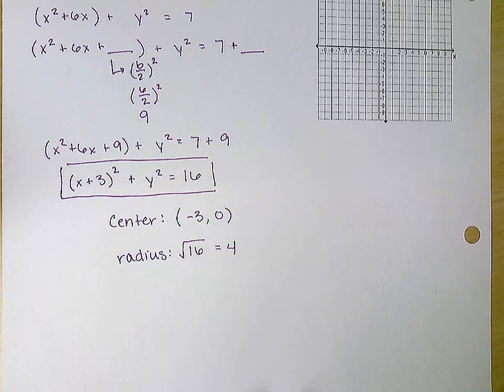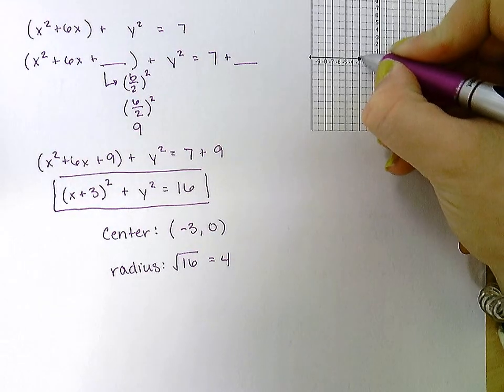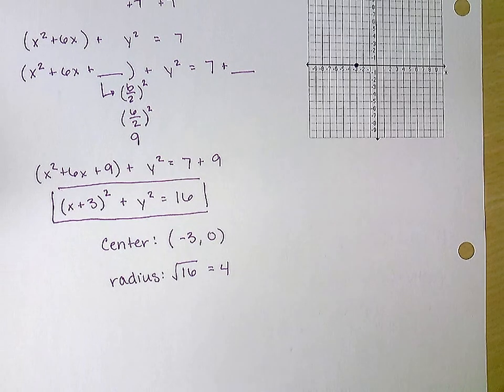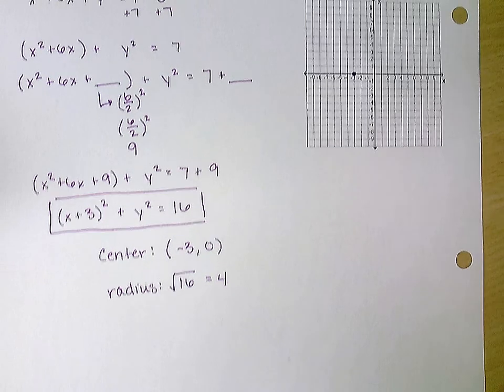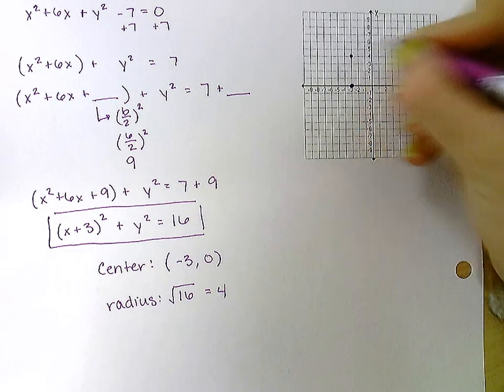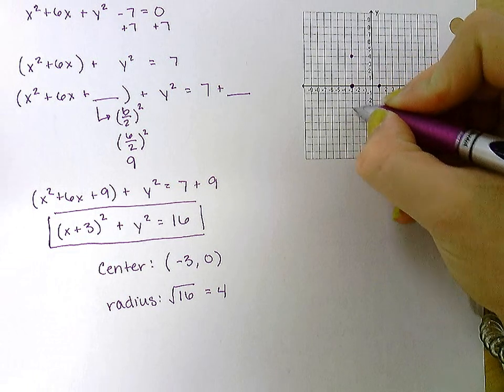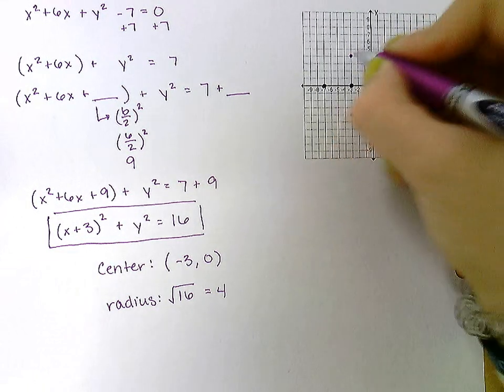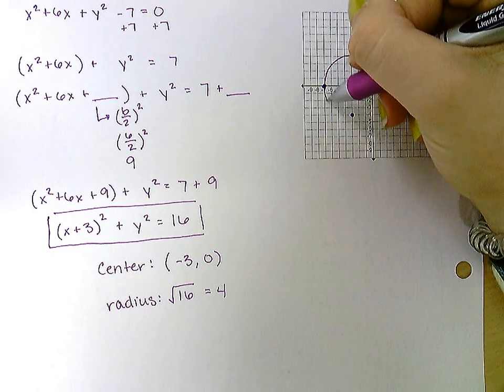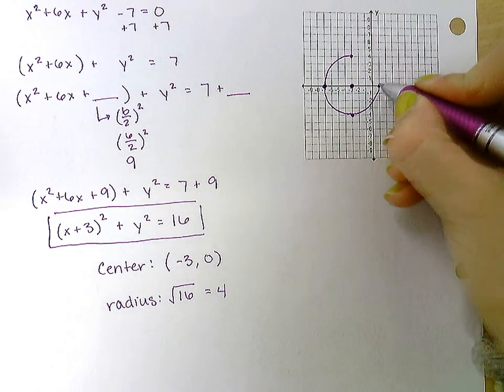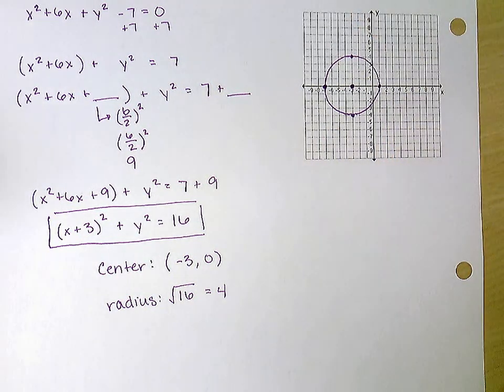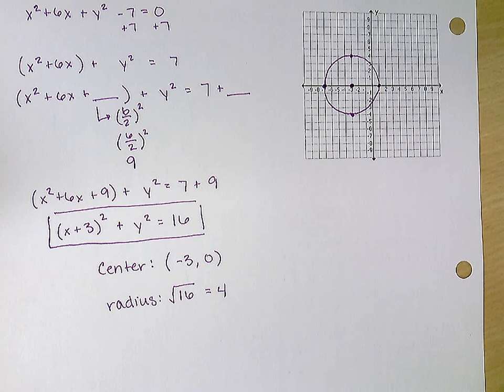Okay, from here I can plot my center point. So we're at negative 3, 0. And then we just count 4 units up, right, down, and left. Okay, so there would be your circle. Questions on completing the square for your circles, finding the center point, or finding the radius or graphing?